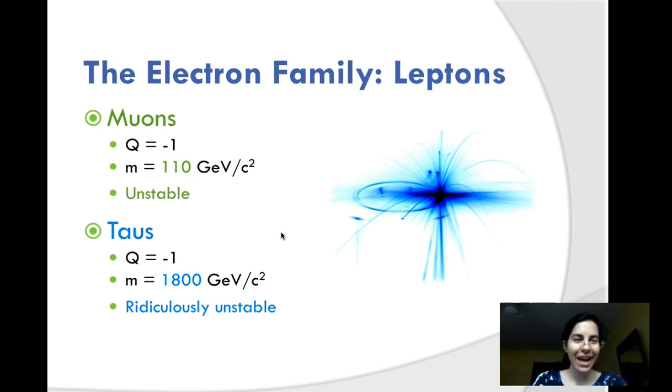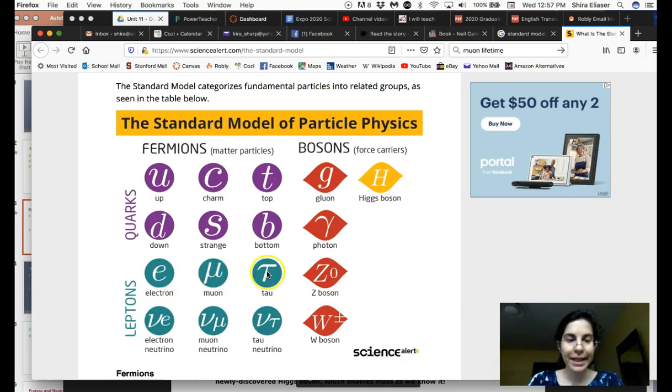Why didn't we see a tau in nature? Because it is 1,800 units on a scale of 0.5. It is ridiculously unstable. If a tau ever is made in a subatomic particle interaction, and yes, they are, it doesn't hang around long enough for anyone to notice that it's there before it decays into something more stable. So, run your finger across your standard model. We've just completed the set of leptons.